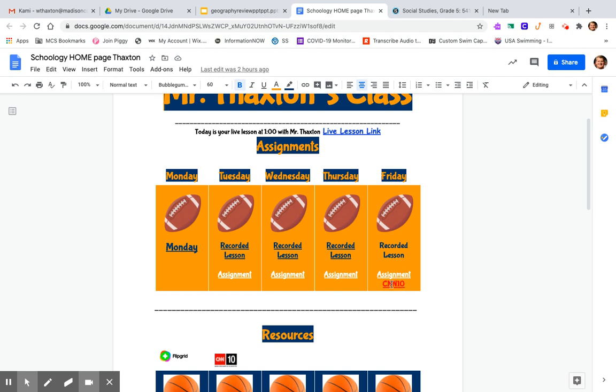Then you are to do CNN 10. CNN 10 is to be watched every single day, but you only have to do the writing portion of CNN 10 when this icon is there. So this week there should have been an icon here for that, for CNN 10, and here. But how often do you watch CNN 10? Every single day. But you only write on Tuesday and Friday.